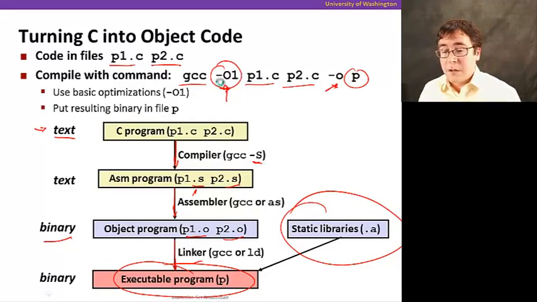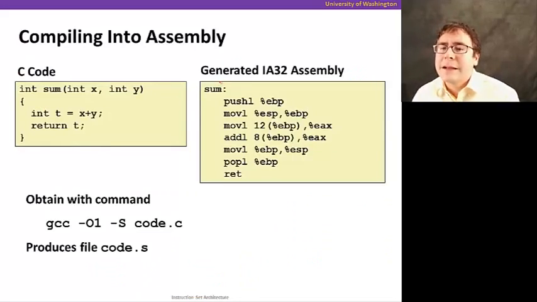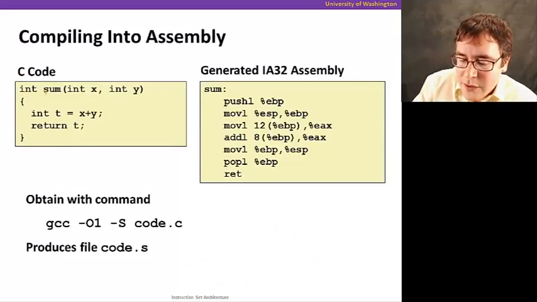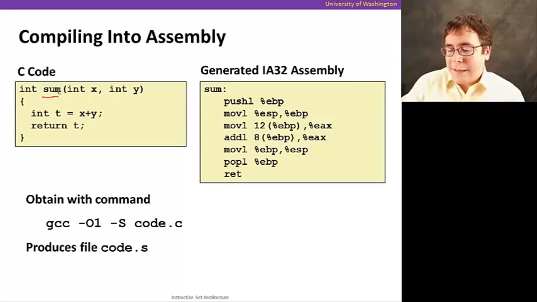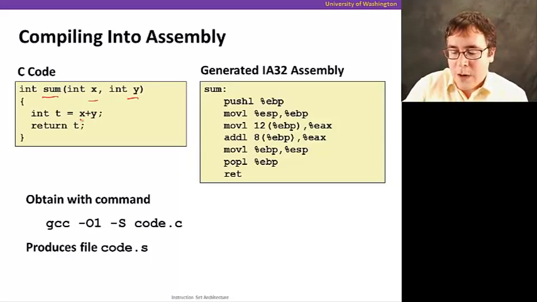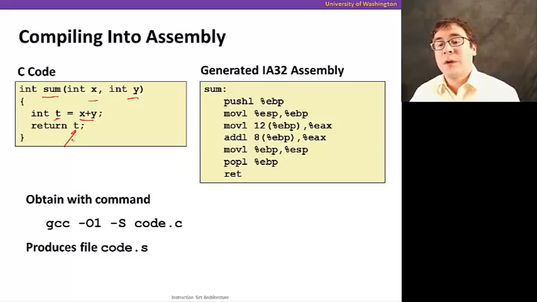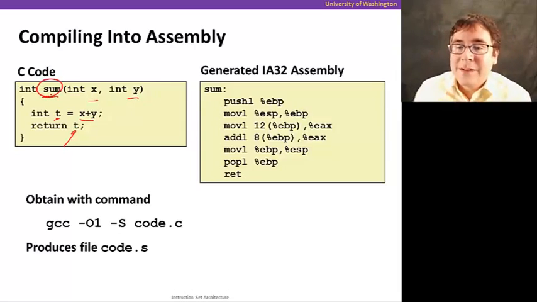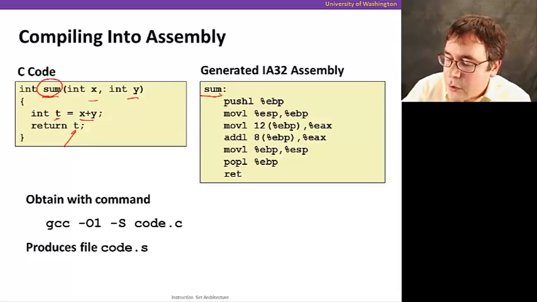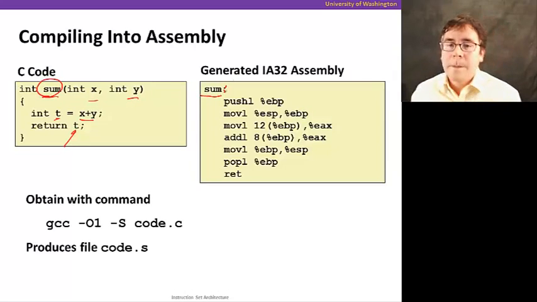Okay. So let's see one example of a translation from C to assembly. Here we have in our C code a very simple function, sum, that takes two integers as input, x and y, adds them, puts the result in a variable called t, and then returns t. So when you execute sum and pass the parameters, it's going to return the sum of those two values. Sum is the name of the function. And now in our generated assembly code, we have the name of the function and a colon, saying that the function starts there.